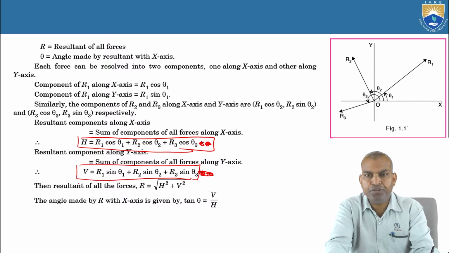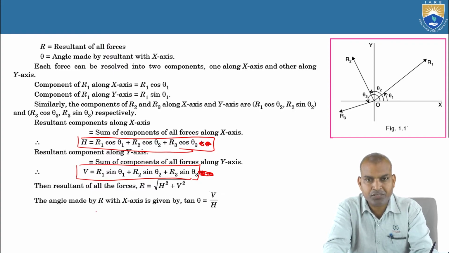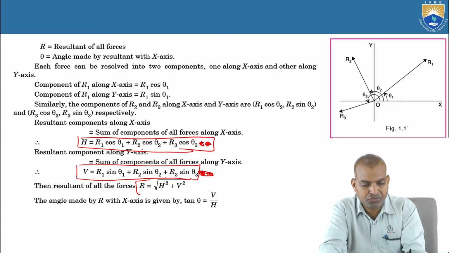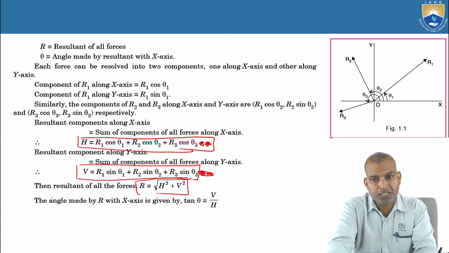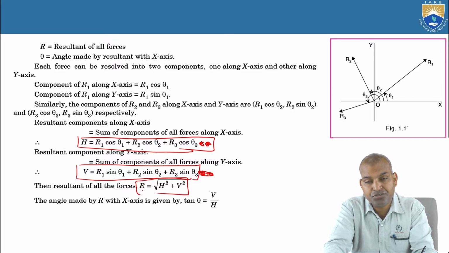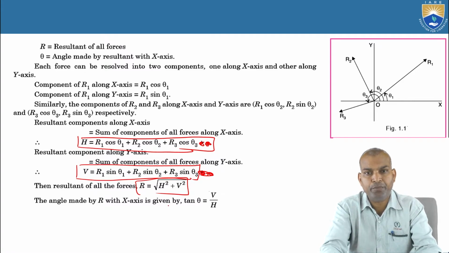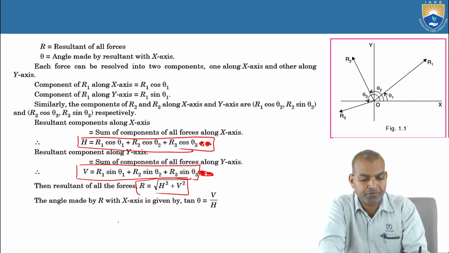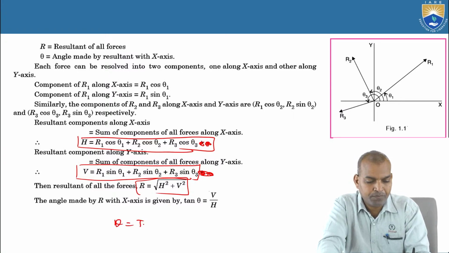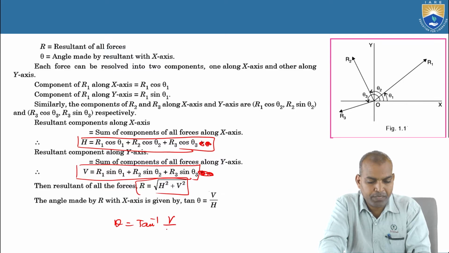Now we know the values of H and V. What is the resultant? The resultant force R equals the square root of H square plus V square. This is the magnitude of the resultant force. What is the direction? tan theta equals V by H, so theta equals tan inverse of V by H.